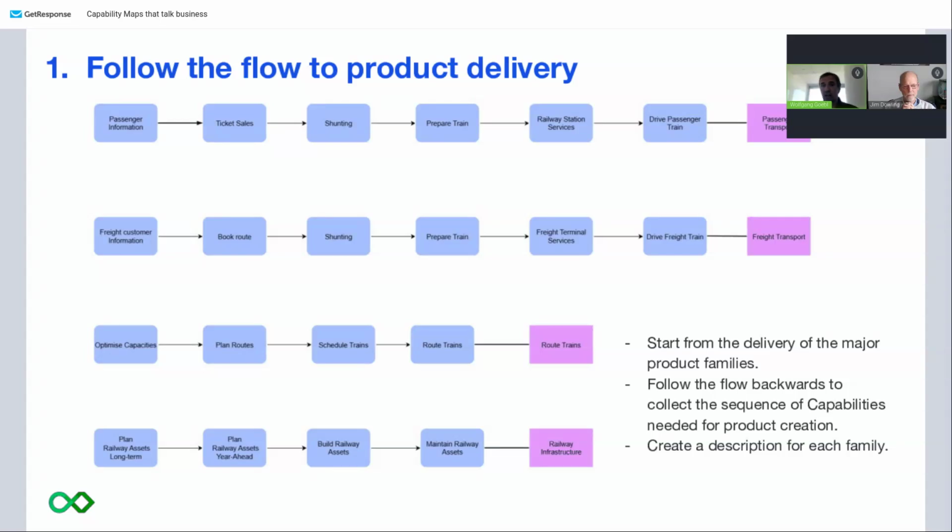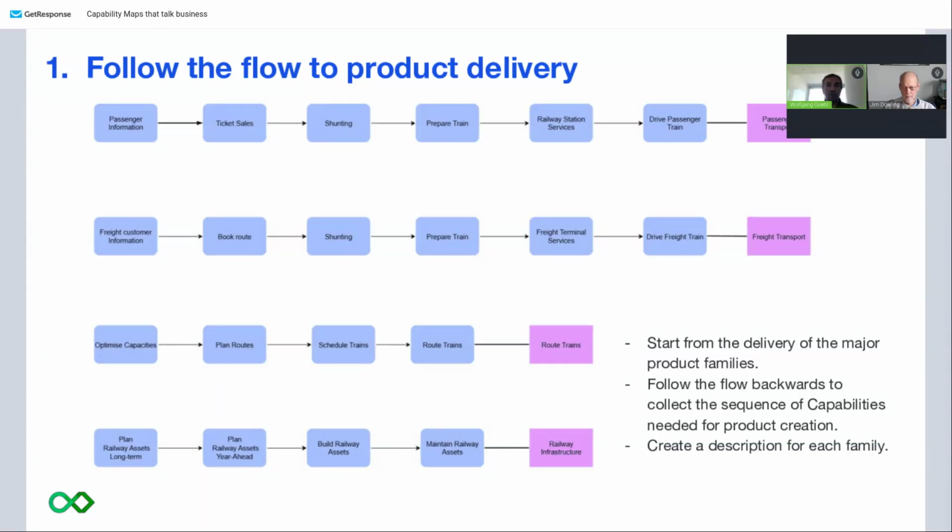So you start from the right, from the major product group, and you follow the flow backwards. So what do I need to build or maintain a railway infrastructure? Okay, I need to be able to maintain it. Before that, I need to be able to build it. Before that, I need to be able to plan it a year ahead. And then I need some strategic long-term planning, maybe in this sequence. And it's pretty straightforward. It's quite easy if you think that way.